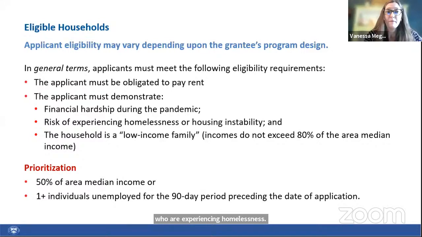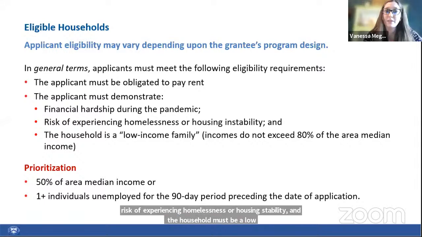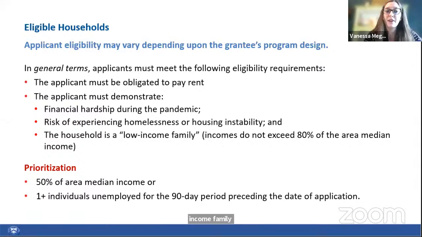So who's eligible for this program? Now, applications do vary across the country by grantee. In general terms, applicants must be obligated to pay rent. The applicant must also demonstrate financial hardship during the pandemic, risk of experiencing homelessness or housing instability, and the household must be a low-income family. The statute also requires prioritization of those who are at 50% of area median income, or those who have one or more individual in the household who has been unemployed for the 90-day period preceding the date of the application. Next slide.